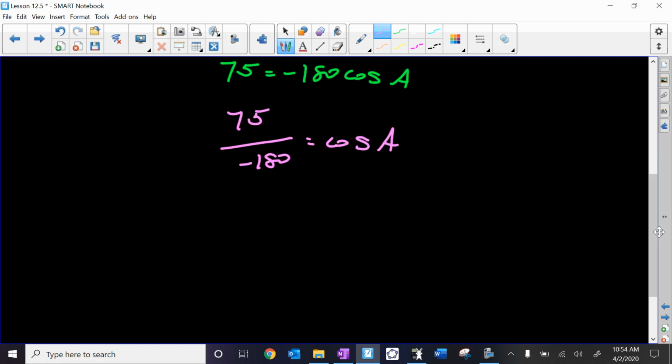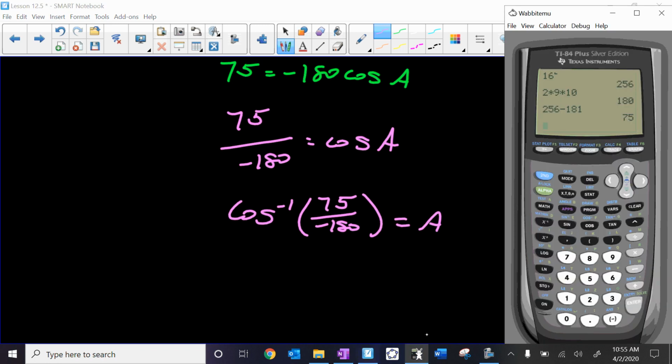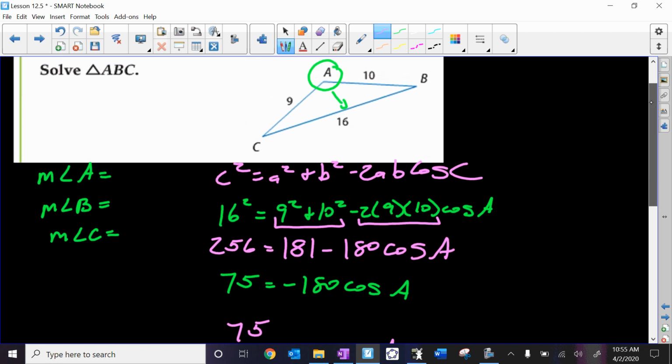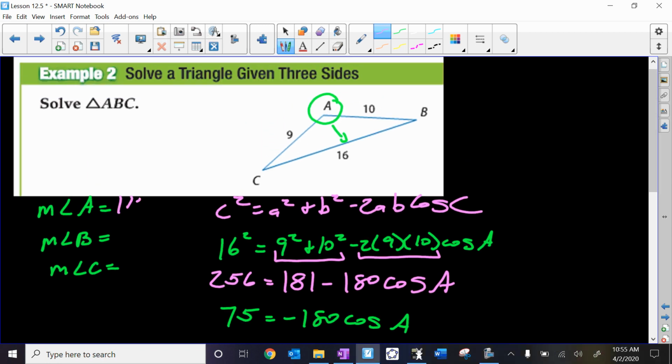To get A by itself, we take the inverse cosine on both sides. And now we plug this into our calculator. So second cosine of 75 divided by negative 180 gets us an angle measure of approximately 115 degrees. Which seems realistic because angle A looks to be obtuse up in my picture.